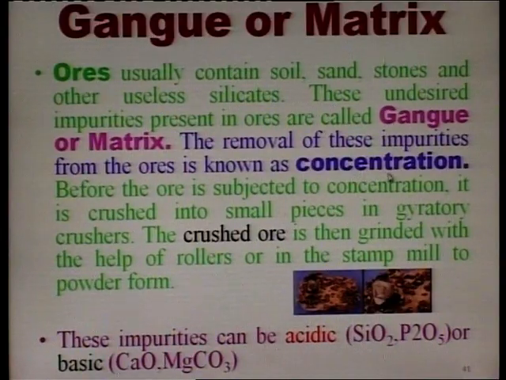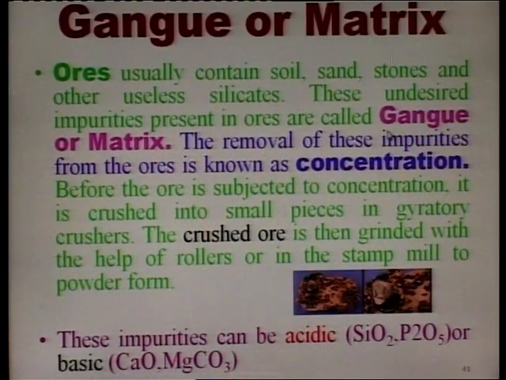Now, what is concentration of the ore? The removal of earthy impurities from their ore is known as concentration. Before the ore is subjected to concentration, it is crushed into small pieces in gyratory crushers. The crushed ore is then ground with the help of rollers or in stamp mills to powder form.